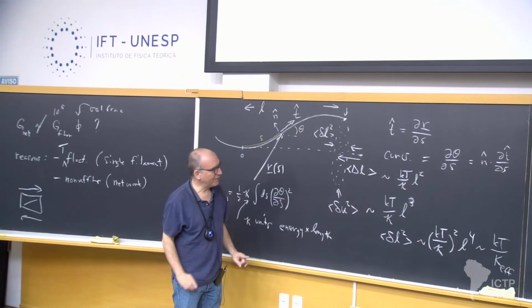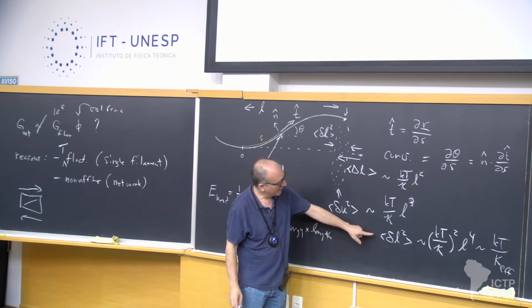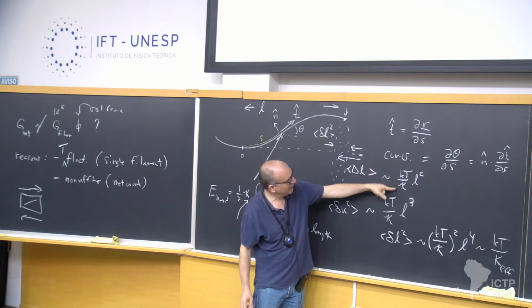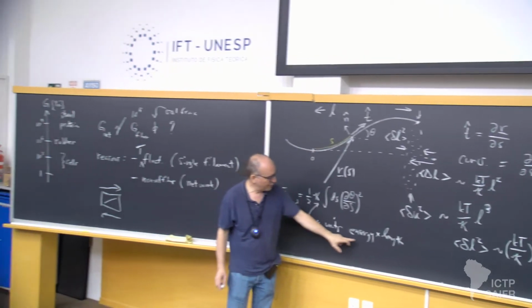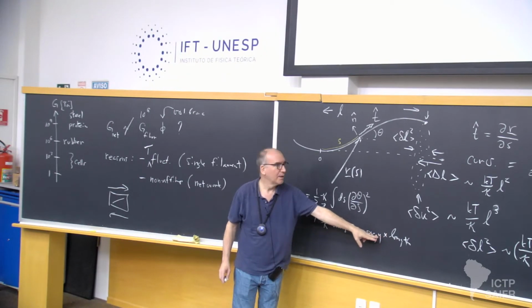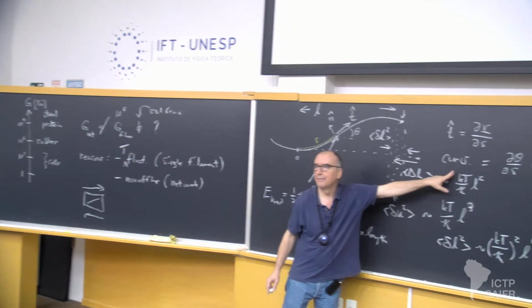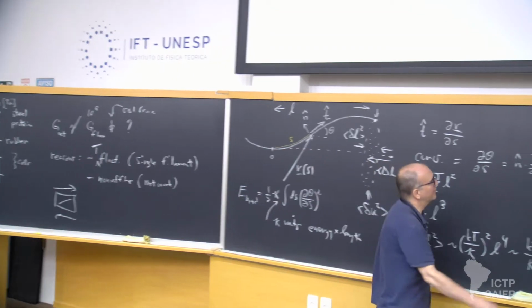Now, one more thing to do before I actually calculate that. This ratio of kT to kappa is an interesting one. I said kappa has units of energy times length. If I take that and divide out by kT, take the ratio of those two, I'm left with a length. That's what's known as the persistence length.